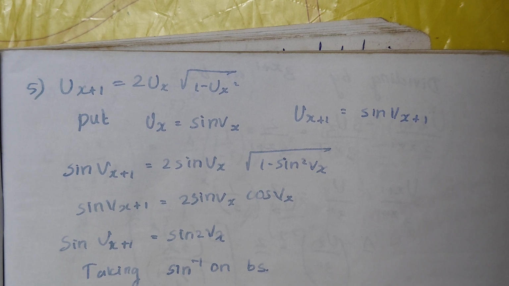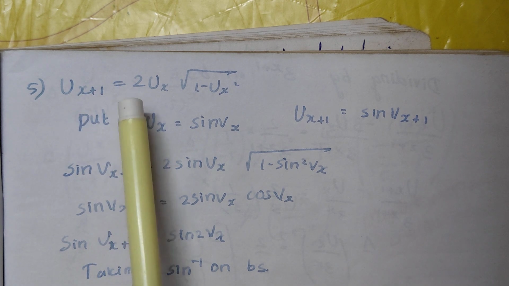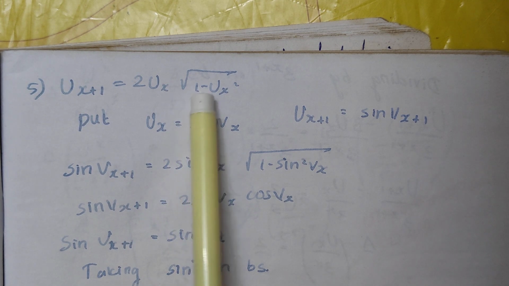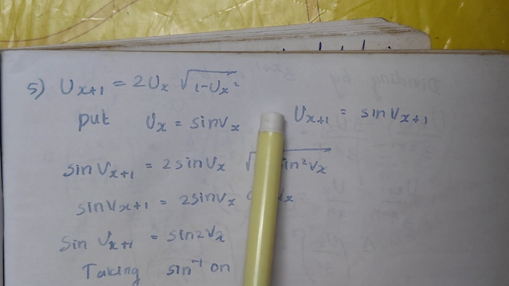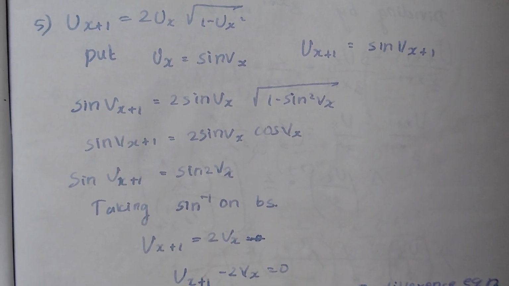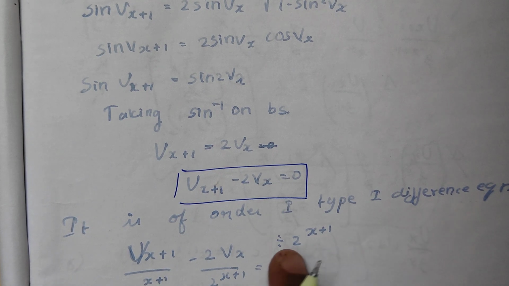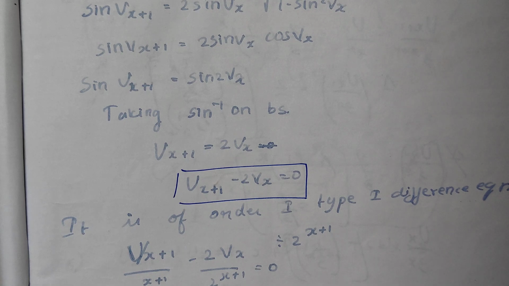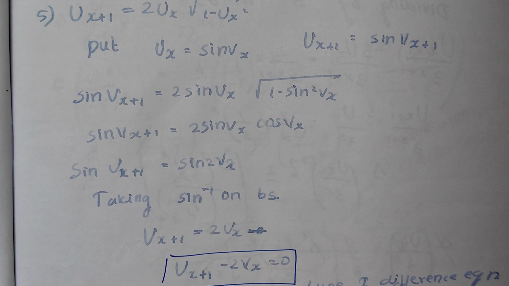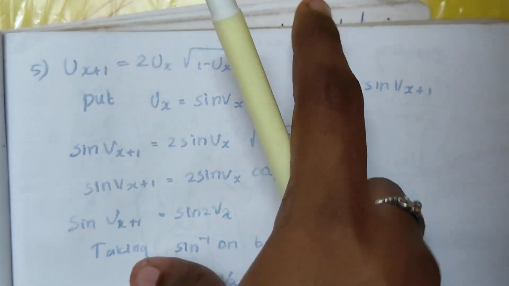Next we are going to see one more problem, which is u_(x+1) is equal to 2 into u_x root of 1 minus u_x square. So we have to convert that problem like this: u_(x+1) minus 2 into u_x is equal to 0. Then we can easily solve by using the order 1, type 1 difference equation. How we are going to get an equation from this, we will see.